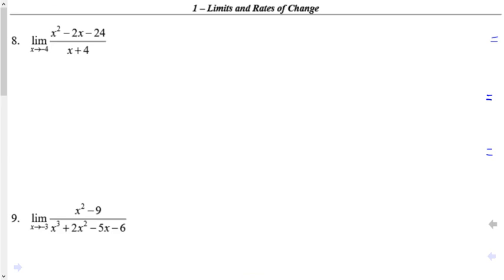Question number 8. Here I have a limit of this function as x approaches negative 4. Well, my denominator goes to 0. What happens to my numerator? Well, 4 squared is 16. Oh, and negative 4. So negative 4 squared is still a positive 16. Negative 4 times negative 2 is positive 8. 16 plus 8, 24. Minus 24, 0. This looks like 0 over 0, so we want to factor in order to find a common factor.